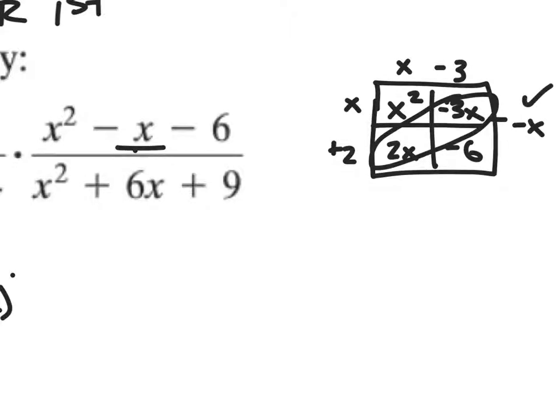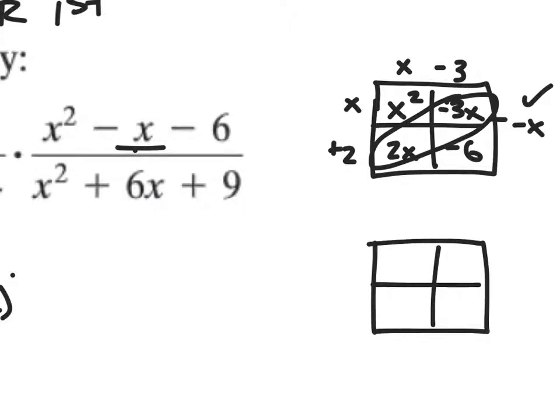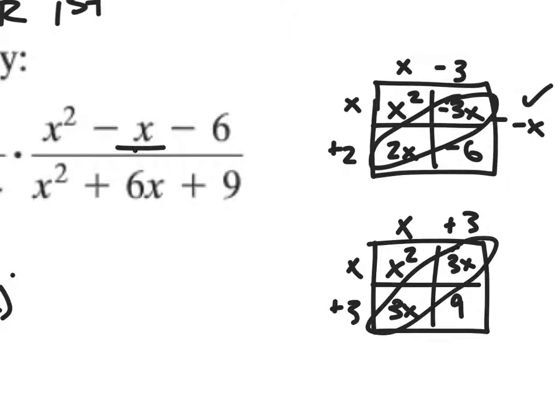Let's do the same thing for our other expression here. I'm going to do x squared and then 9, so x and x. I want two numbers that multiply to positive 9 but add to 6. That's going to be positive 3 and 3. Let's verify. We get 3x, we get 3x. Add those together, that gives me 6x, which is what we were looking for here.